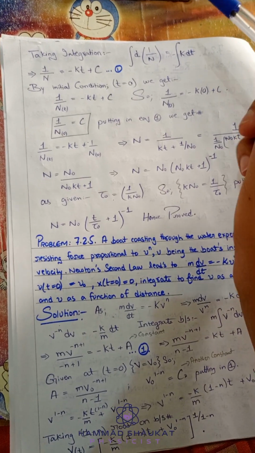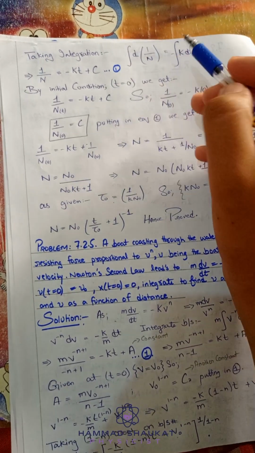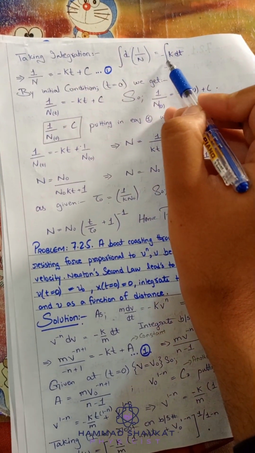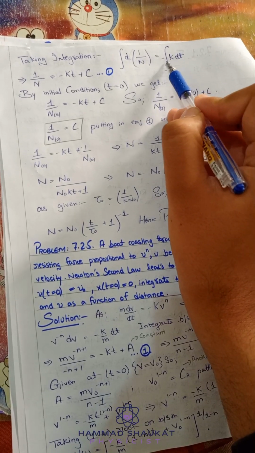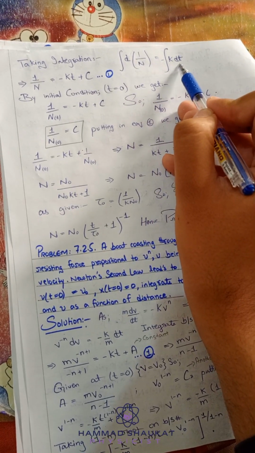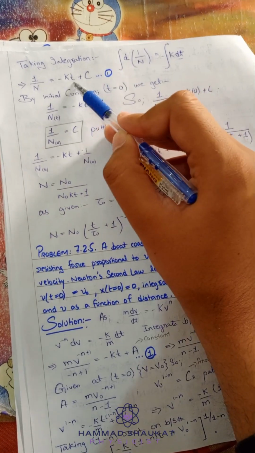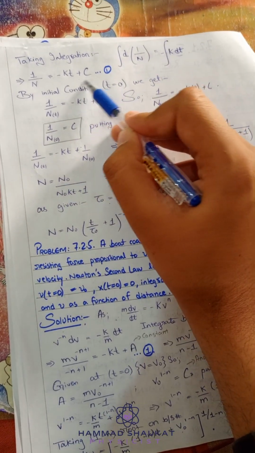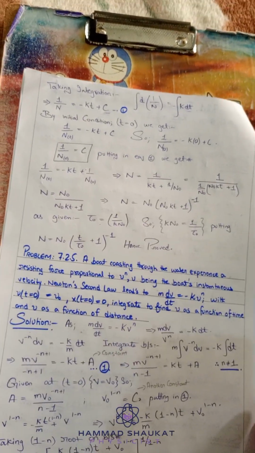To remove this derivative, you have to integrate on both sides. After integrating, the d cancels with the integration, and you will get 1 by n. Minus is constant, k is constant, this moves to the other side, and the integration of dt is t. So minus kt, and c is the constant of integration.